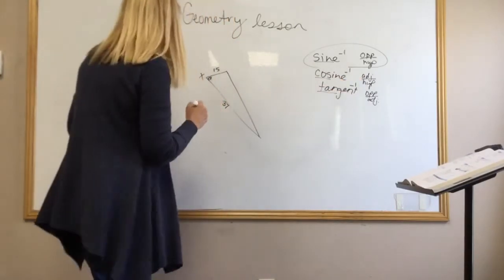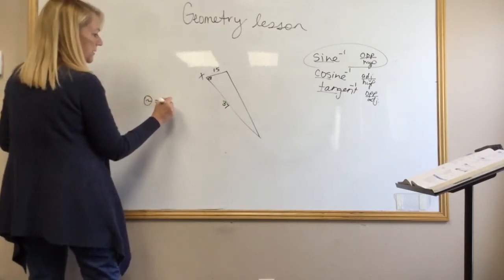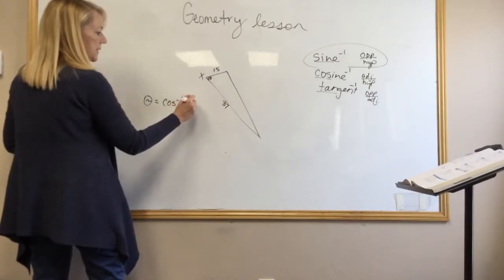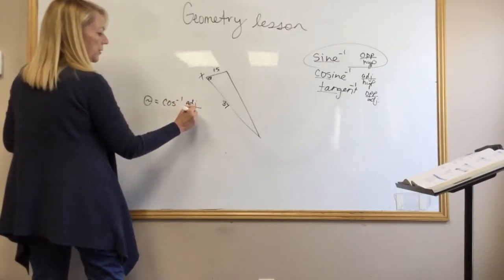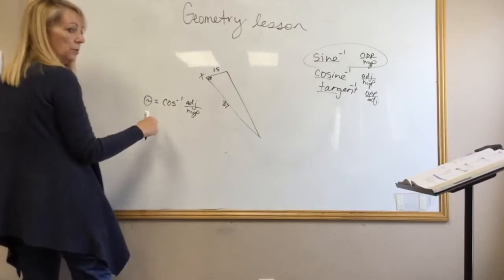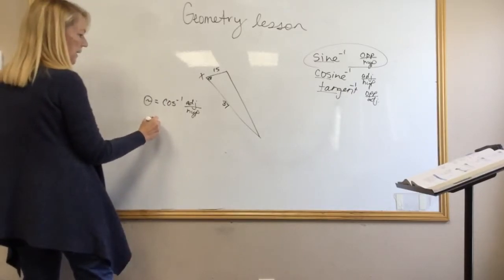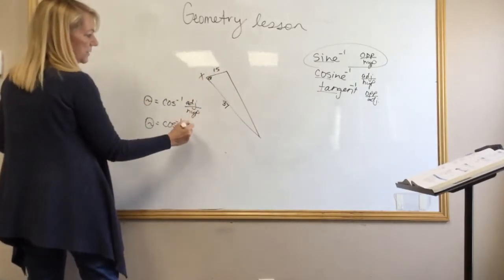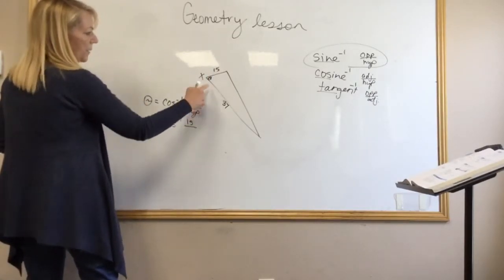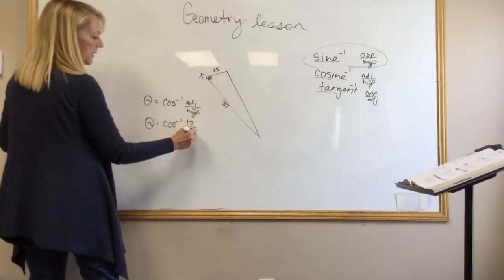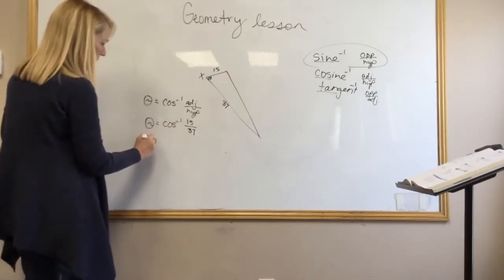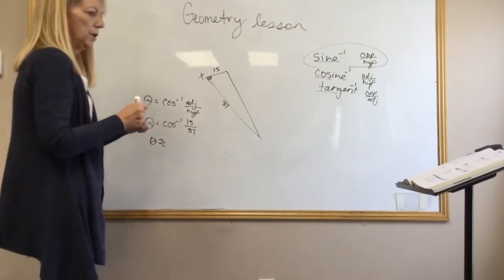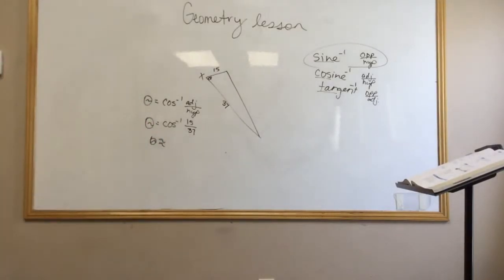So adjacent over hypotenuse. That also tells me what order in which to write them. So it's going to be cosine to the -1. That's the inverse of cosine. Adjacent over hypotenuse. That's what you need to write also. So then theta equals the inverse of cosine. Adjacent is 15. Hypotenuse is 37. So now I'm going to do approximate, and we're going to use it on the calculator again.